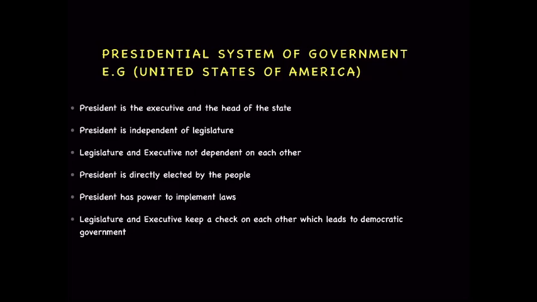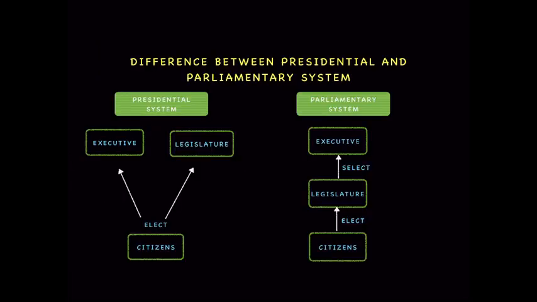Now let us see what is the difference between presidential and parliamentary system. In a presidential system, the citizen elects executive as well as the legislature. In a parliamentary system, the citizens elect the legislature, the Lok Sabha, and it is the legislature which selects the executive.